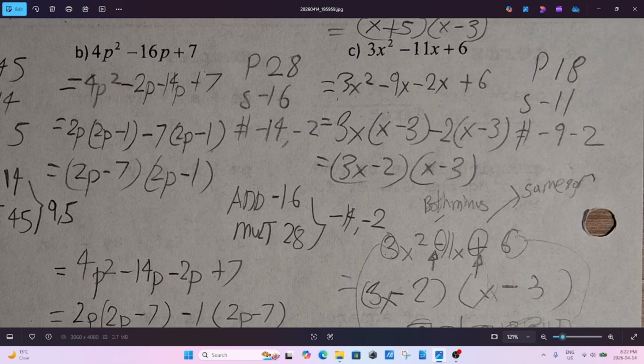Okay, question C. Product 18, sum negative 11. So the numbers are negative 9, negative 2. So we split the middle term negative 11x into negative 9x minus 2x. We factor a 3x from the first group, which is the first two terms. We factor a negative 2 from the last two terms. So we get 3x minus 2 times x minus 3.